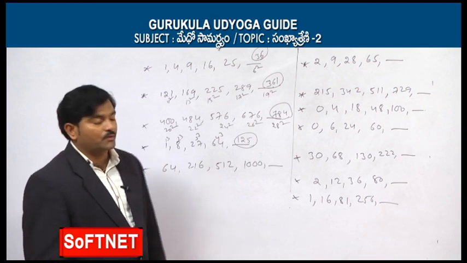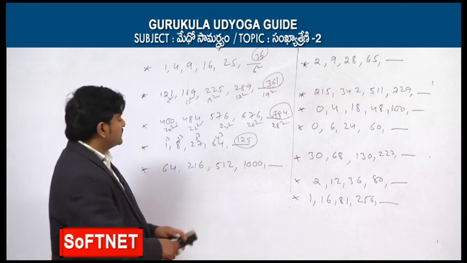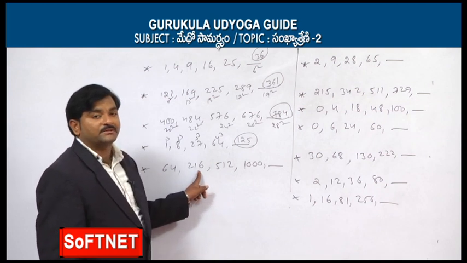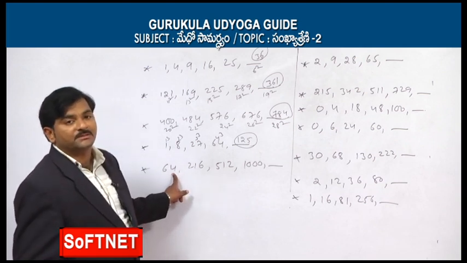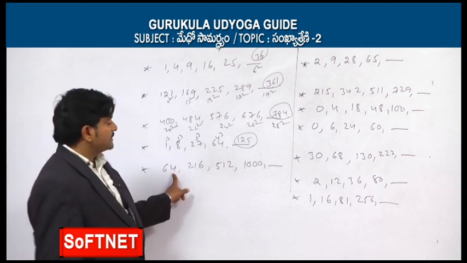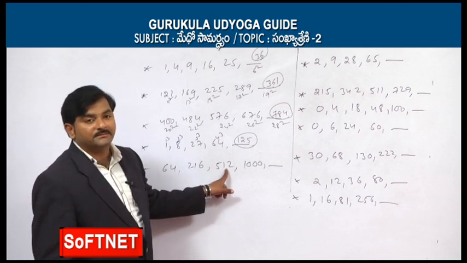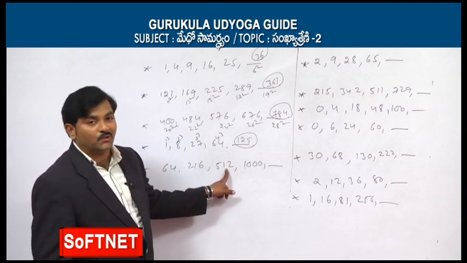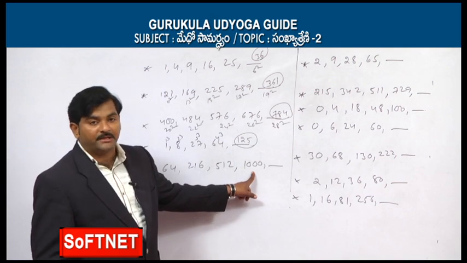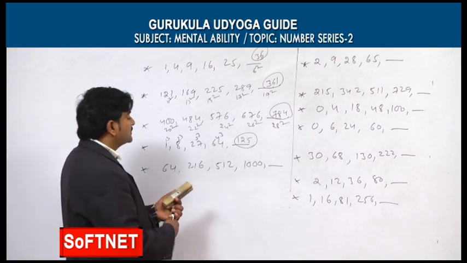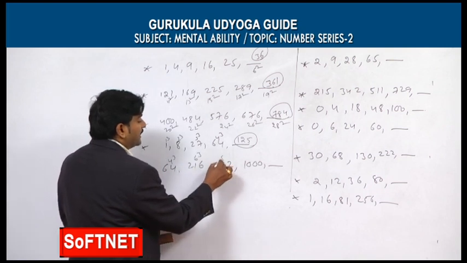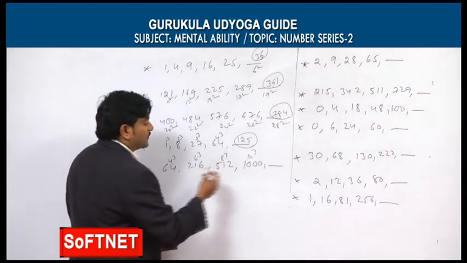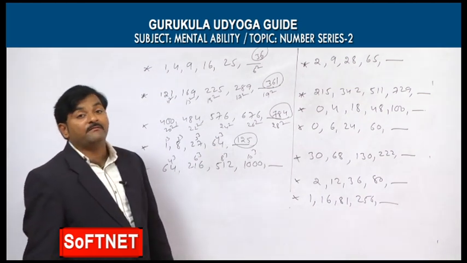If you know up to 20 cubes, by seeing the number 216 you should have a thought: 216 is nothing but 6 cube. 64 is nothing but 4 cube. 512 is 8 cube. 1000 is 10 cube. What does it mean? These are the cubes of 4, 6, 8 and 10. These are the cubes of even numbers.